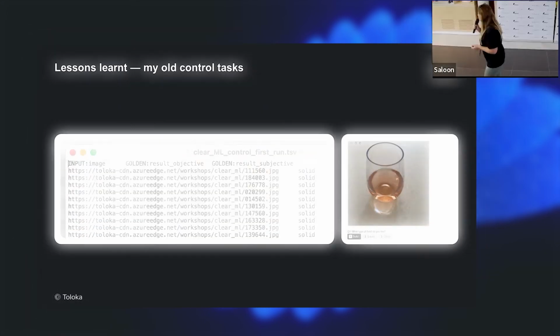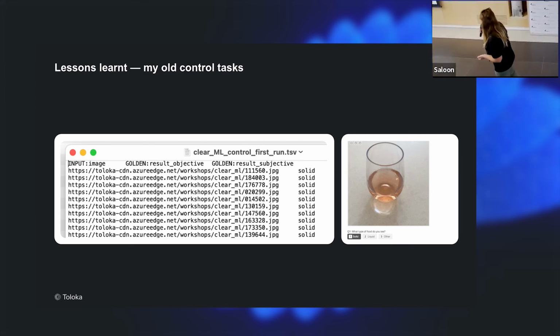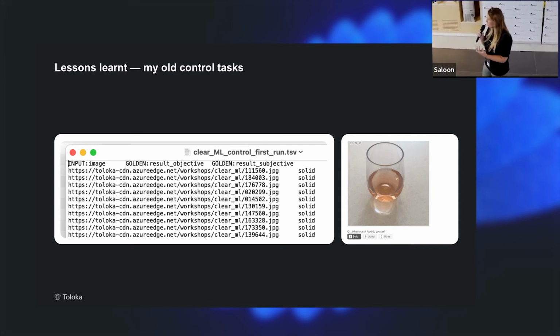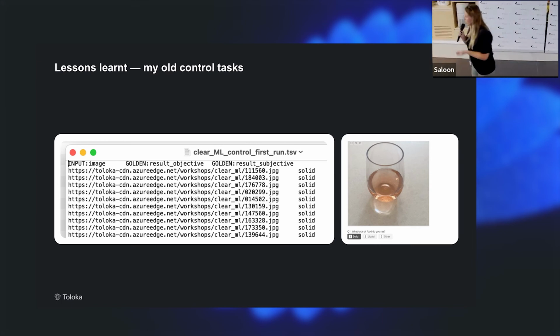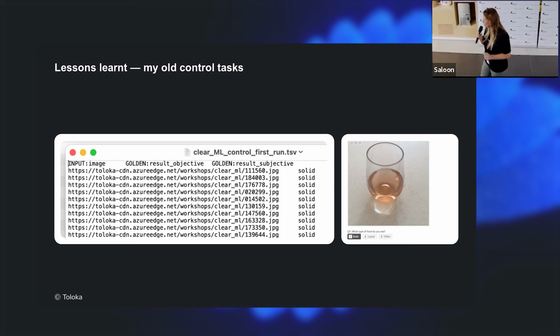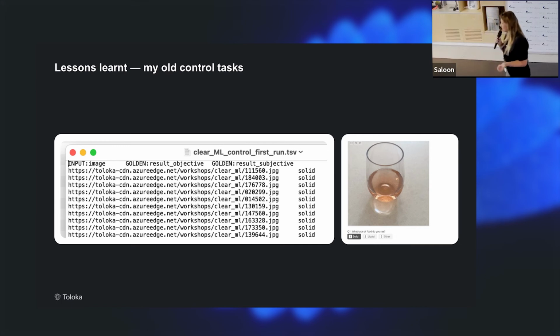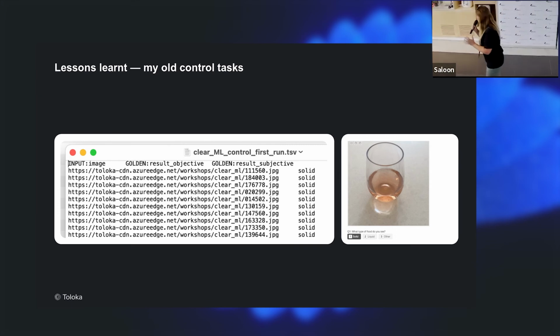And why? This is because I was initially a bit lazy, and this was my control tasks that I used initially. So I used the same method, I used control tasks, but all my control tasks consisted of solid food. What did it mean? That if my performers were choosing solid all the time, I was thinking they were doing it right, but even when they were not, they were mislabeling my data set. So the lesson learned here is that if you have control tasks, they should be equally distributed over all the classes that you have. This is something very basic, but even I got caught on this one.